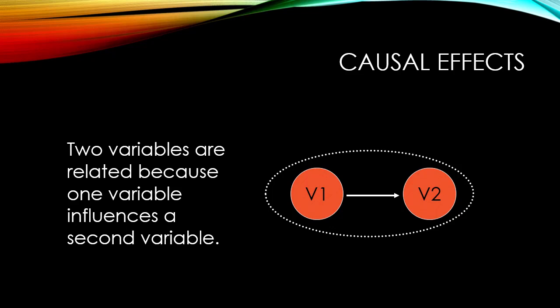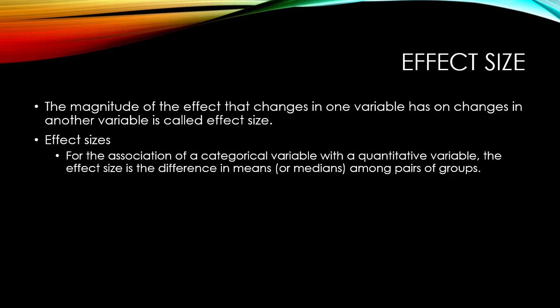Two variables are related because one variable influences a second variable when we have a causal relationship. These are causal effects. For the association of a categorical variable with a quantitative variable, the effect size can be measured as the difference in means or medians among pairs of groups.